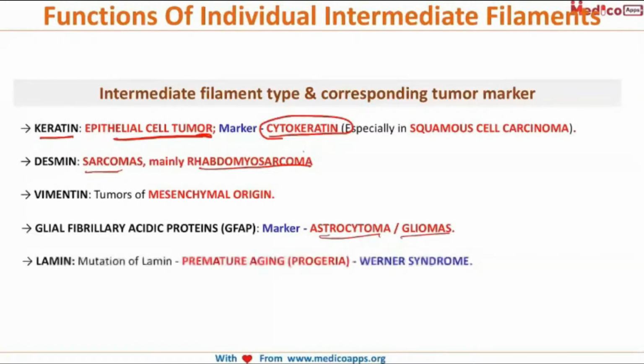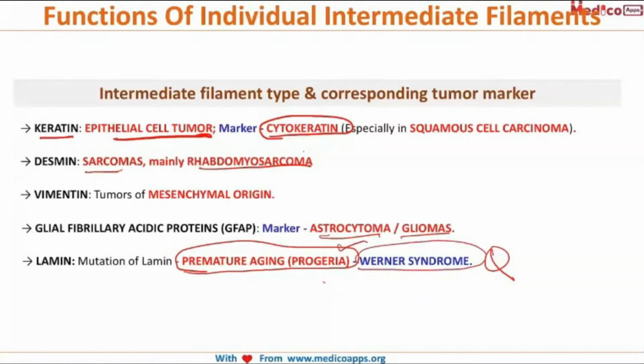Okay. Now, a mutation of lamin causes premature aging or progeria. This is an important question. So the mutation of lamin causes premature aging. This condition we call progeria, and the syndrome is called Werner's syndrome. Okay, let's just revise all these points. So keratin is present in epithelium. We are familiar with that. So wherever there is squamous cell carcinoma, cytokeratin is your marker, right?